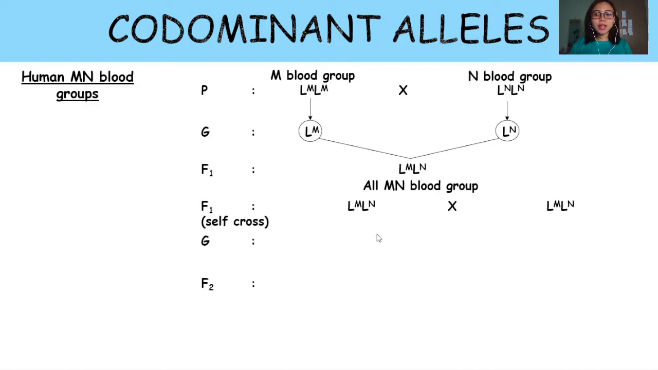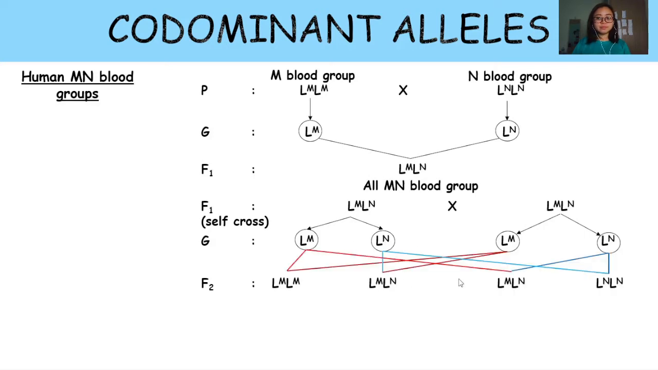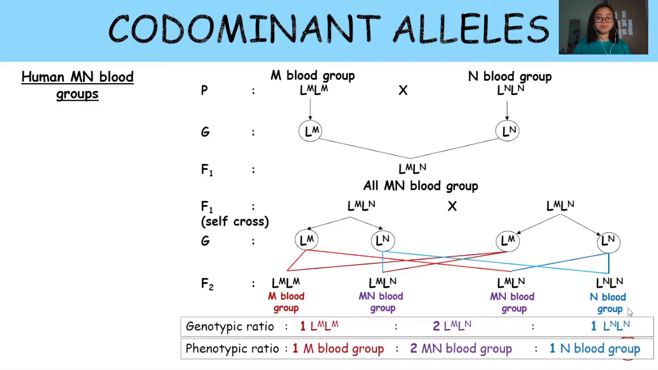And then we try to let the first generation to self-cross. Kita benarkan F1 self-cross. So, kita tulis macam ni. Kita keluarkan gamete dia. Sekarang dia orang heterozygous, jadi LM, LN, LM, LN. And we do the crosses to produce F2 generation. Okay? Lepas kamu silangkan setiap contoh itu, kamu boleh tulis di bawah dia punya phenotype. Phenotype for this one, M blood group, MN blood group, MN blood group, N blood group. And then don't forget to write the genotypic ratio, nisbah dia, and the phenotypic ratio, nisbah phenotype dia.